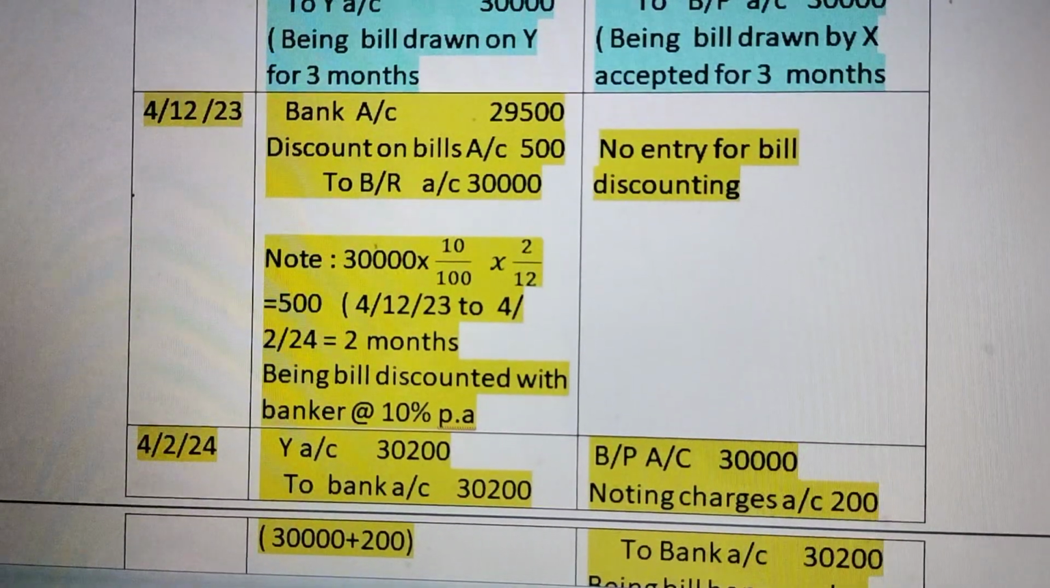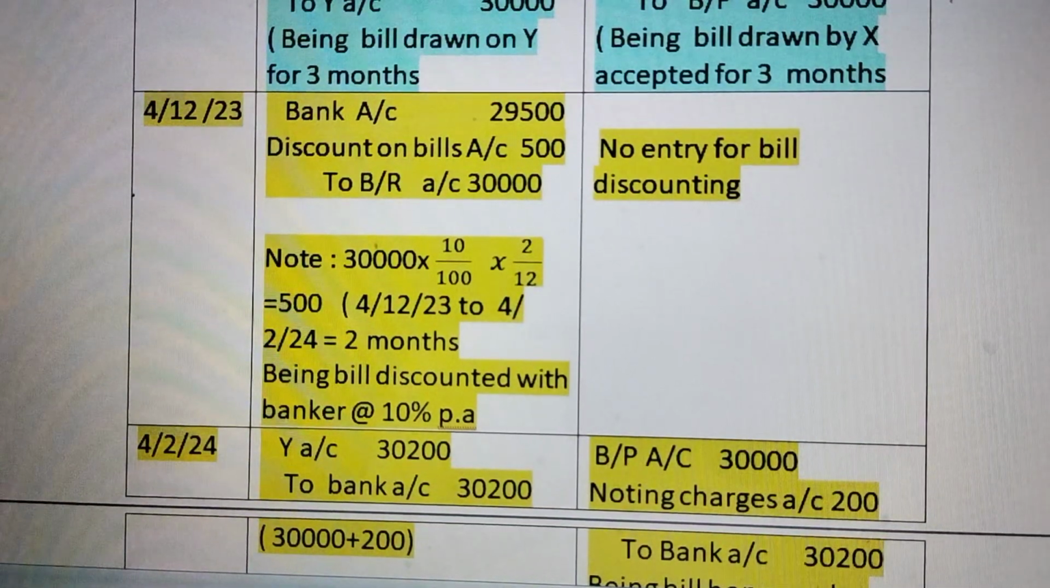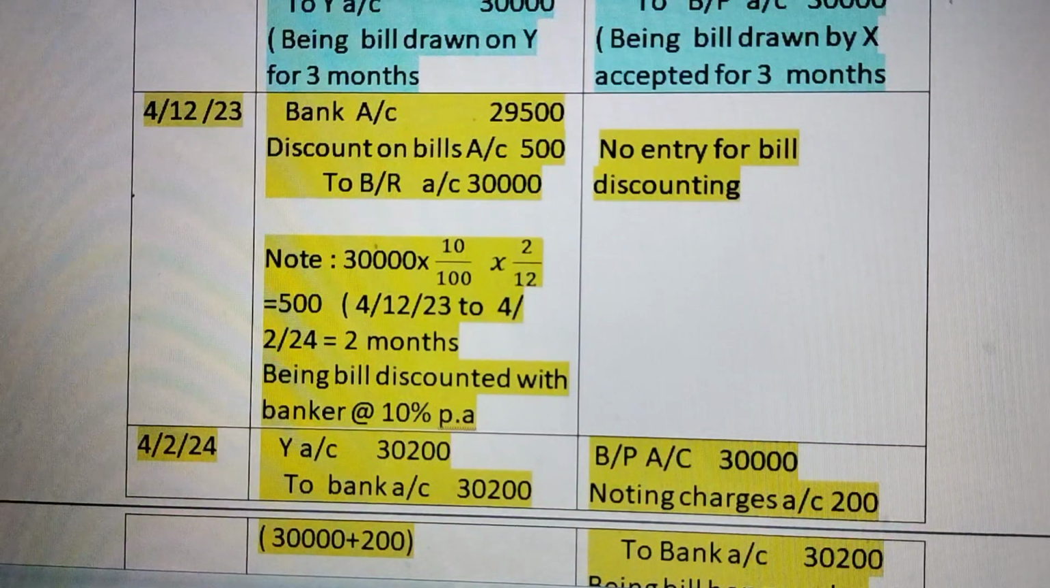So when bill is discounted, the entries in the books of the drawer will be bank account debit, discount on bills account debit to bills receivable. One has to cancel the bill or bill goes out. But we need to calculate the amount of discount on bills. So you need to know one thing. How do we calculate amount of discount? So it is very important to know the process of calculating discount on bills. So you have to count the date from discounting of the bill till the date of maturity.